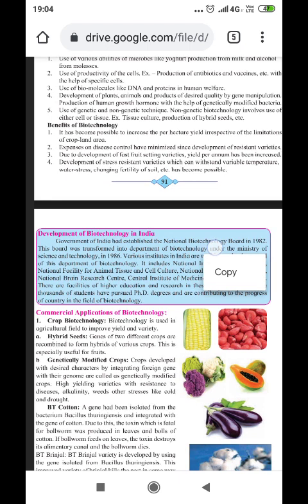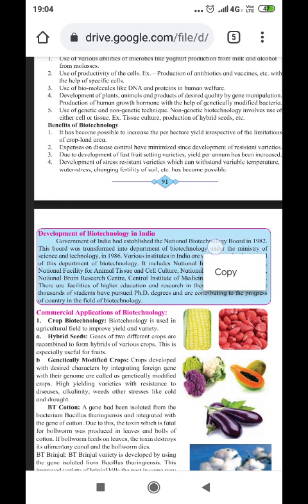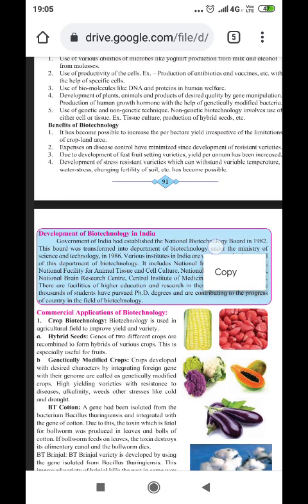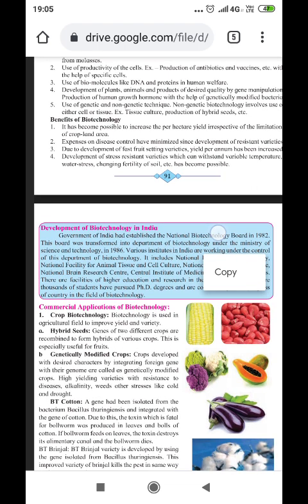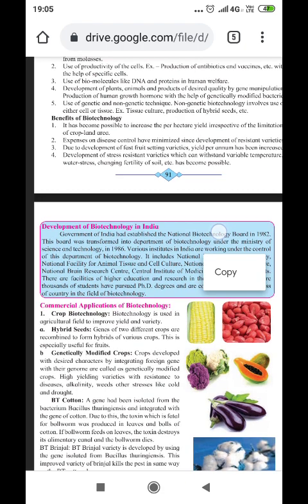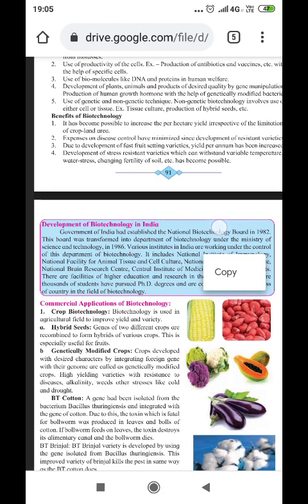Use of genetic and non-genetic techniques. Non-genetic biotechnology involves use of either cells or tissues, for example, tissue culture, production of hybrid seeds, etc.